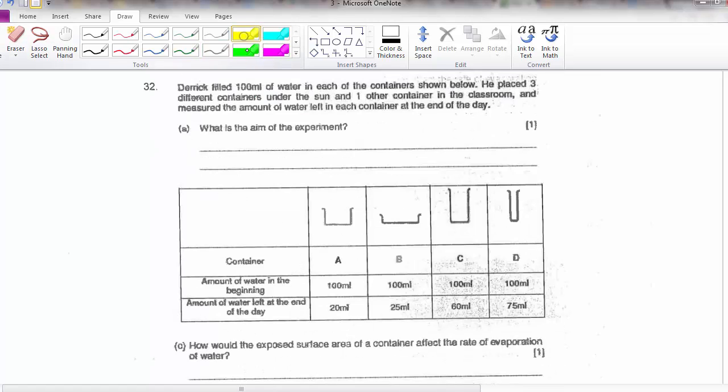Filled 100 ml of water in each of the containers as shown below. So I've got 4 different containers and they look different. Now, he placed 3 different containers under the sun and 1 in the classroom. So my location is different for one of them. Okay? So then you need to ask yourself, what's the aim of this experiment?